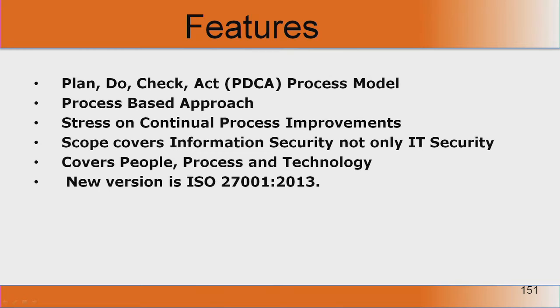What are the main features of 27001? Up to 27001:2005, PDCA was a process model that was used. Now, PDCA was developed, plan, do, check and act. It is a quality process which was developed by Dr. Edward William Deming, and that was the model that was followed in ISO 27001.